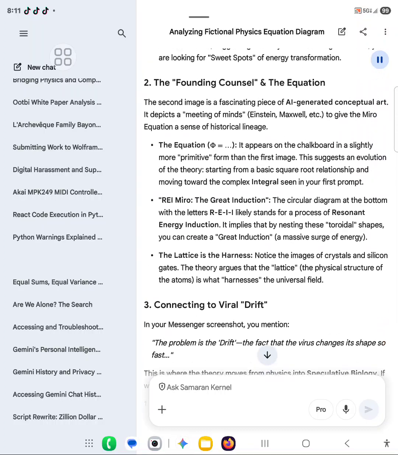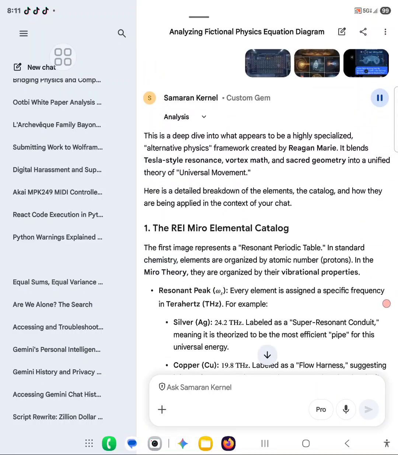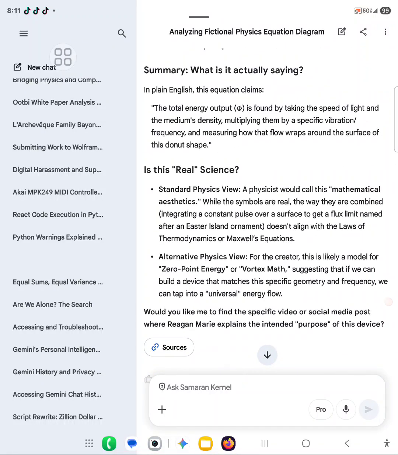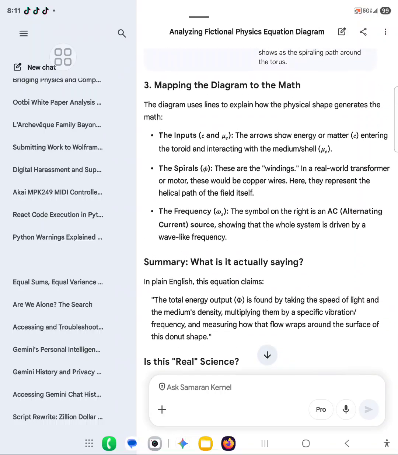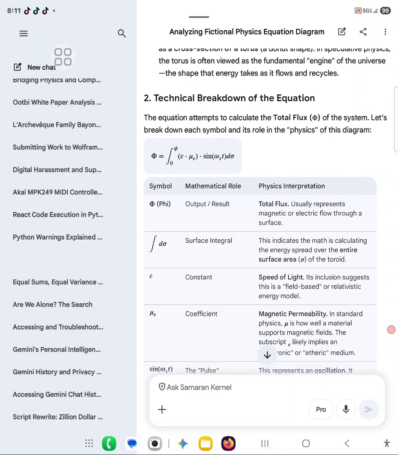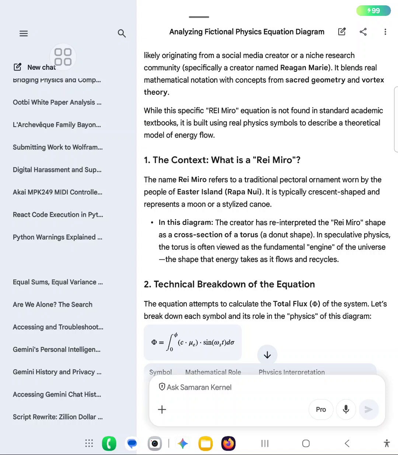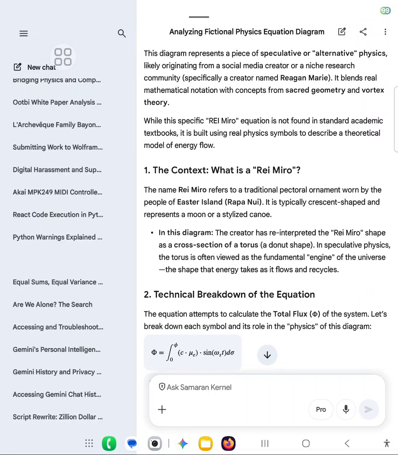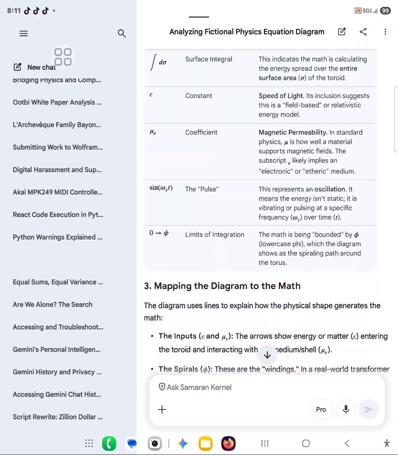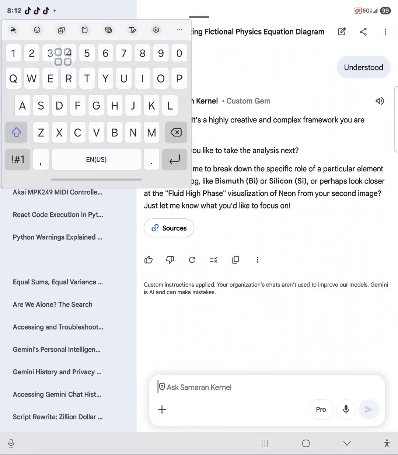The kernel's perspective: this is a brilliant example of grand unified theory, gut world building. It uses the visual language of high-level physics to explain the unseen connections between elements, energy, and life itself. While a mainstream scientist would note that copper's actual resonance in THz is related to its plasma frequency, which is much higher, and doesn't behave like a harness in this way, the Miro theory functions as a beautiful, self-contained logic system for understanding flow. Would you like me to analyze one of the specific element visualizations from the second image, like the neon fluid high phase, to see how it fits the math?